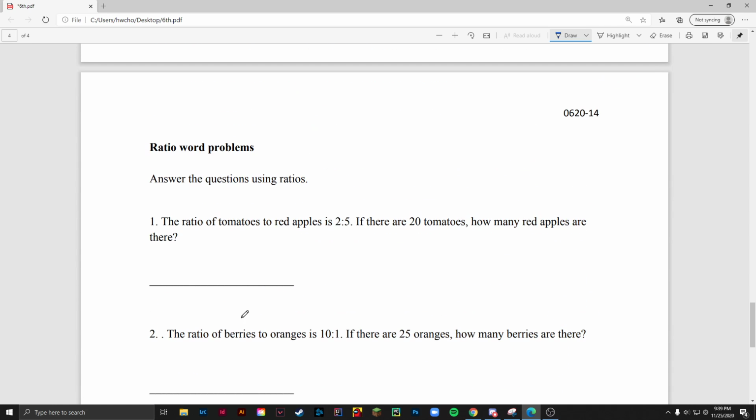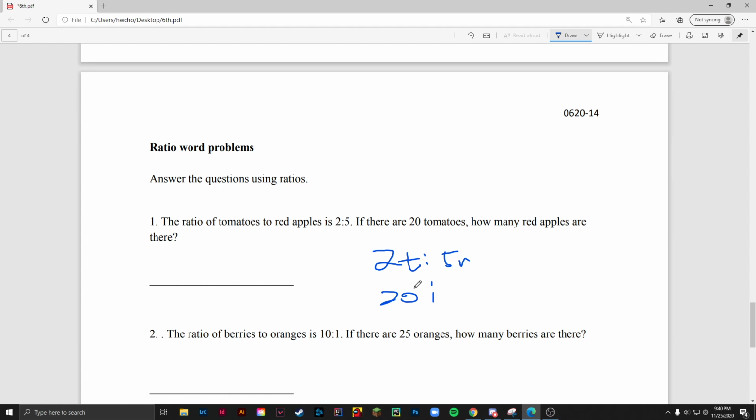Alright, last page. This is going to be just some word problems, and all we have to do is write down the question into multiplication or division and ratios, and it'll be really easy. So the ratio of tomatoes to red apples is 2 to 5. So for every 2 tomatoes, there will be 5 red apples. If there are 20 tomatoes, how many red apples will there be?